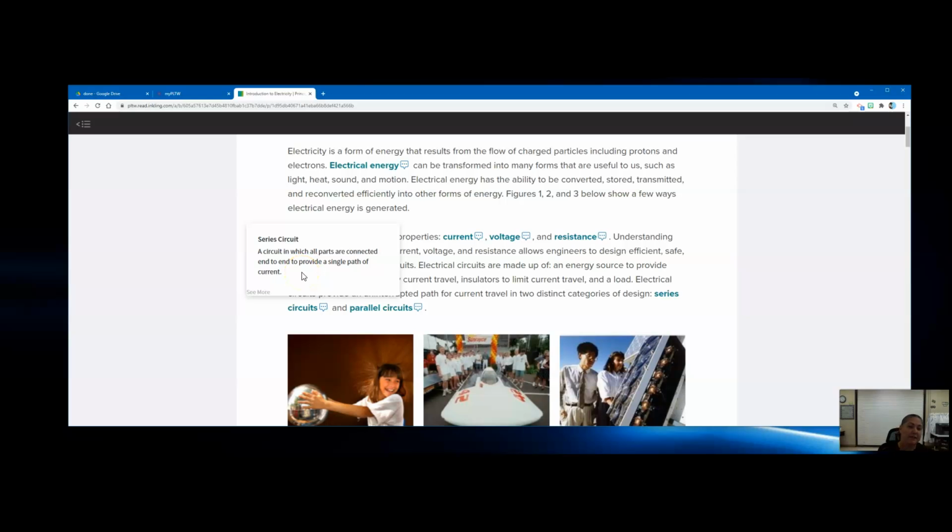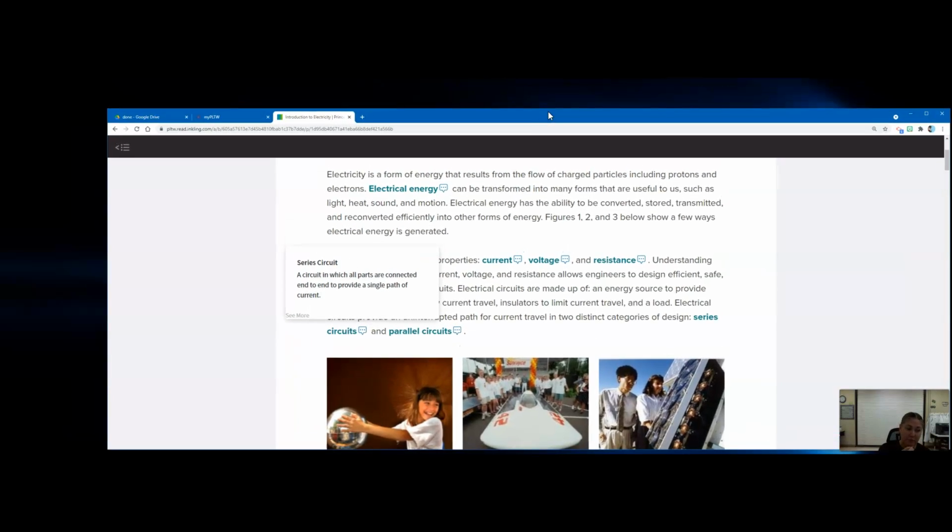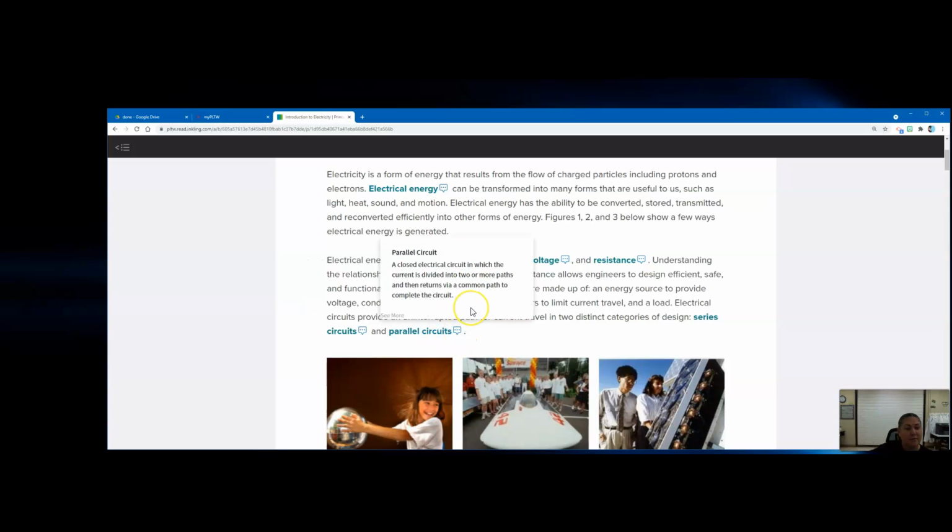Series is when you have everything connected end to end. It gives you a single path of current. An example would be holiday lights for any sort of holiday. If one light bulb goes out, or it gets broken, or your dog chews one light bulb, the whole string goes out. Those are in series. But if you have them in parallel, it's a little bit different. It's a closed electrical circuit, just like the other one, but in this one the current is divided into two or more paths. So if your dog were to chew the little light on a holiday light, like for Halloween or something, the rest of them could stay on while that one goes out.